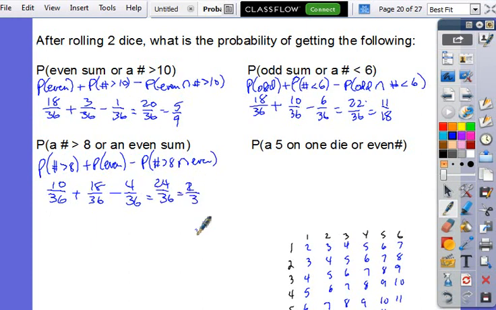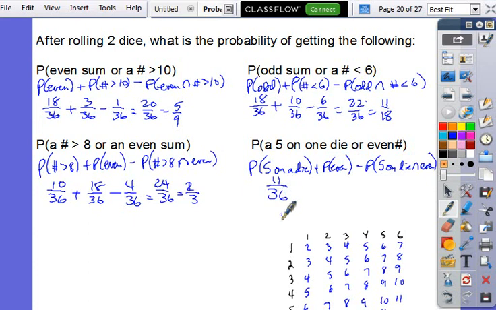All right. Then here, I need probability of 5 on a die plus the probability of even minus the probability of 5 on the die and even. 11 over 36. We should remember the 5 on the die, or any particular number on the die. That's when we did this, but I can't overlap. So I wind up with 11 there.